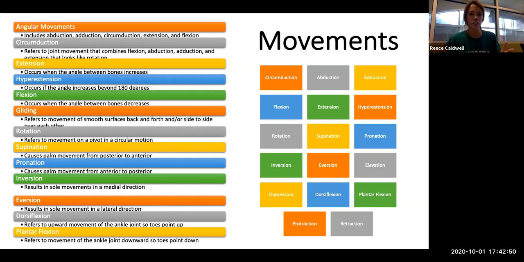We're not going to focus too much on that. We're going to look at these specific movements. So first we have listed here circumduction. That's just making a circle, anything that can go in a circle. So circumduction, anything that can kind of go like that.